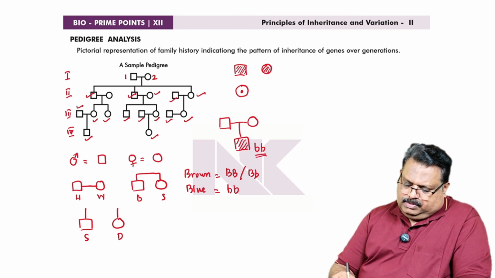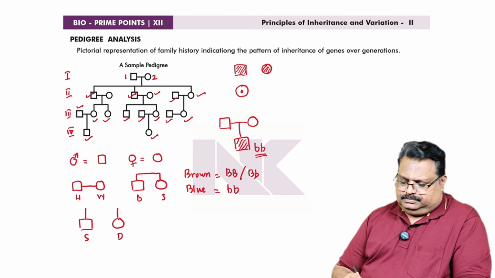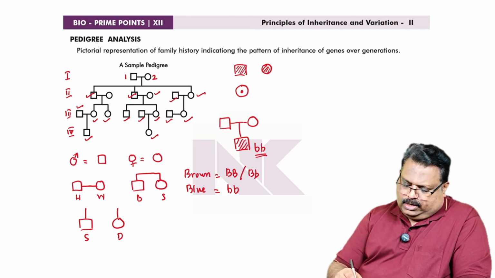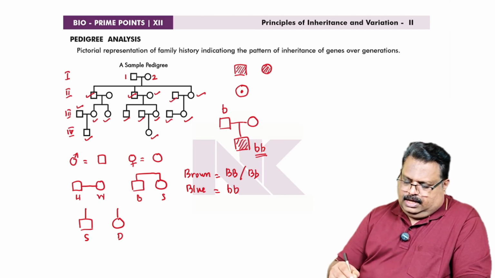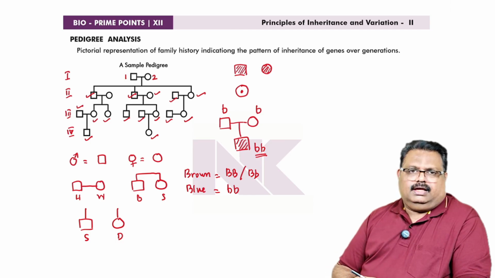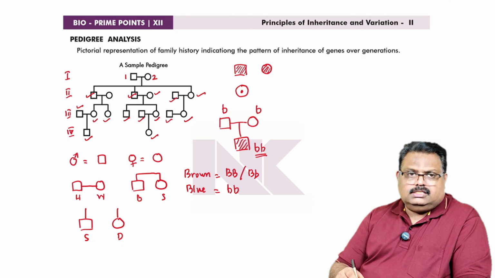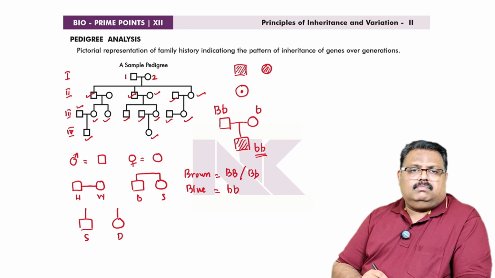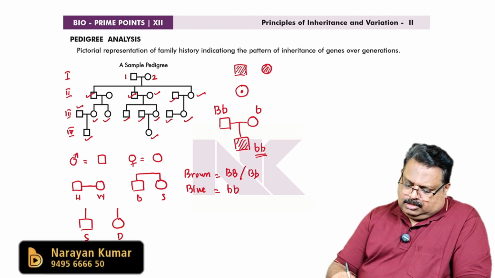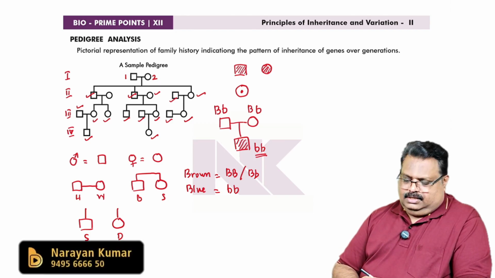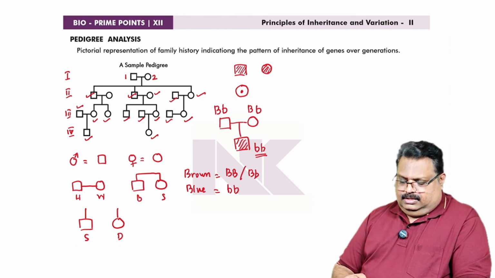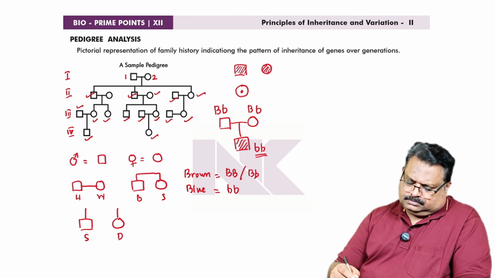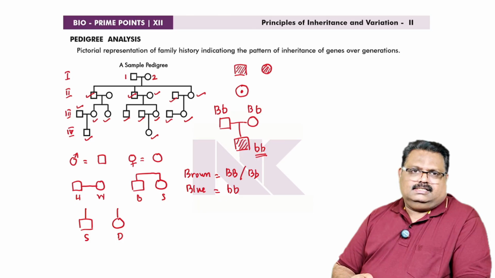Here, how did the small b condition appear in the son? One small b from father and one small b from mother. Then only the child will be small b small b. The father is brown, and brown with the small b means capital B small b. The mother also has brown eyes, so capital B small b. So this is how we can identify the genotype of a person by using pedigree analysis.